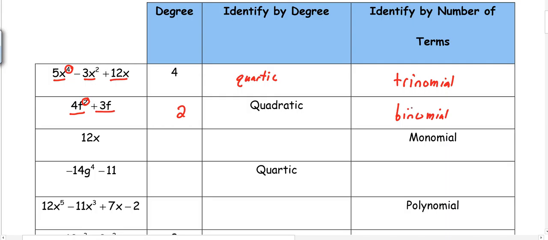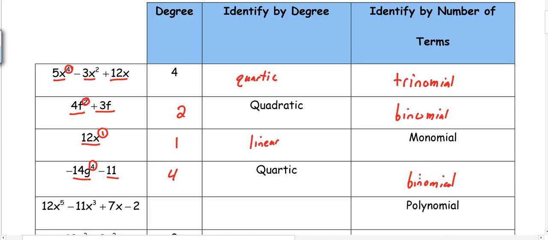The next one is 12x. So I don't see an exponent, but I do see an x. So remember, this is an exponent of 1, which means my degree is 1. This is a linear function, and it's a monomial because there's only one term. The next one is negative 14g to the 4th minus 11. So my highest exponent is 4, which means this is a quartic. When I'm looking at my number of terms, I have 1, 2, so this is a binomial.